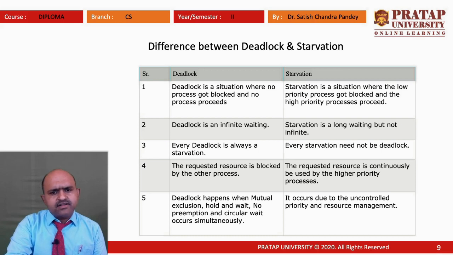In deadlock, it happens when mutual exclusion, hold and wait, no preemption and circular wait occur simultaneously. In the starvation process, it occurs due to uncontrolled priority and resource management.